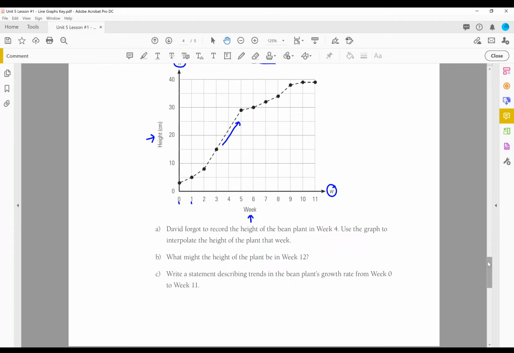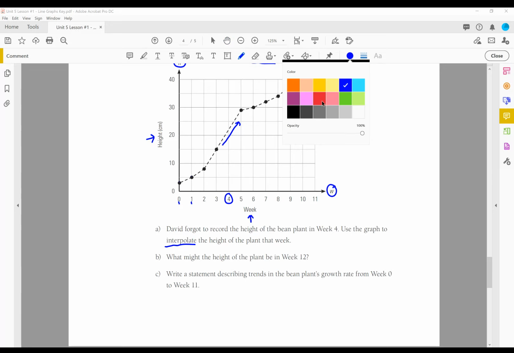So here are some questions that you might be able to answer. First, A said, David forgot to record the height of the bean plant in week 4. Use the graph to interpolate the height of the plant that week. So we can see for week 4, David forgot to record the height, but because he recorded in week 3 and week 5, here and here, what we can do is use that data to interpolate approximately how high the bean plant had grown. And I'm going to just go right where the line on 4 would fall.